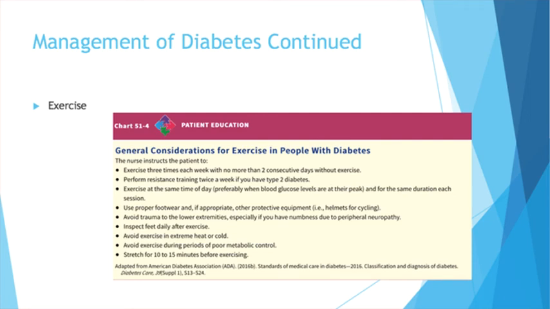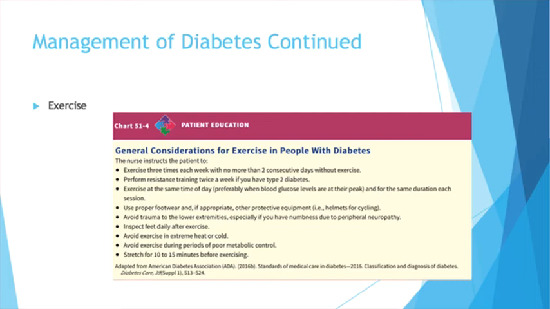So this next slide is just a really good resource on some general considerations for exercise in people with diabetes. As the nurse, you should be instructing people to exercise 3 times a week at least, with no more than 2 consecutive days without exercise. And then they want to also add performing resistance training twice a week if you have type 2 diabetes. They should exercise at the same time of the day, usually when blood glucose levels are at their peak, and then for the same duration each session, so 45 minutes each time, for example, or 30 minutes each time.